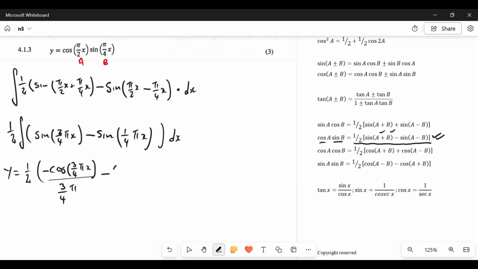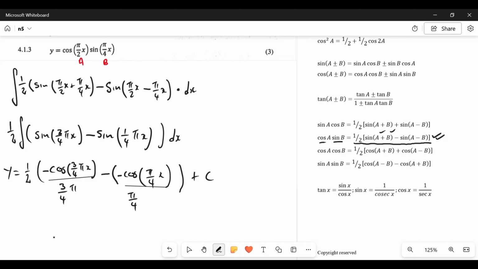Remember, the integral of sine is negative cos. We have to write the angles there. We have pi over 4x. Close bracket. And then we have to divide by the coefficient there, which is going to be pi over 4. Then close bracket plus c.